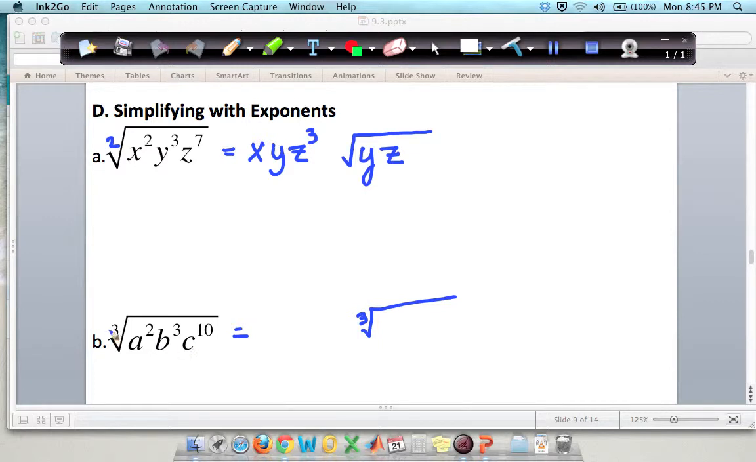And let's go ahead and divide. 3 does not go into 2, so all of that a squared has to stay under the radical sign. Then 3 goes into 3 once, so I can take 1b out. And then 3 goes into 10 3 times with a remainder of 1.